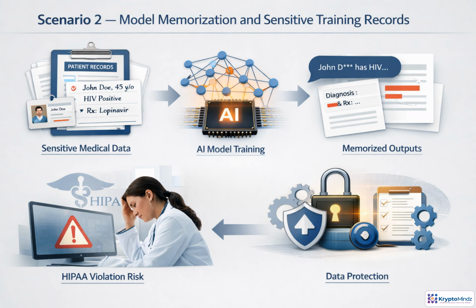A model can sometimes act less like a learner and more like an echo. If training data includes rare cases, repeated notes, or direct identifiers, the system may reproduce fragments later. In healthcare, even partial details can identify a patient. Protection starts before training. Minimize the data, de-identify carefully, test for leakage, and monitor outputs after deployment.